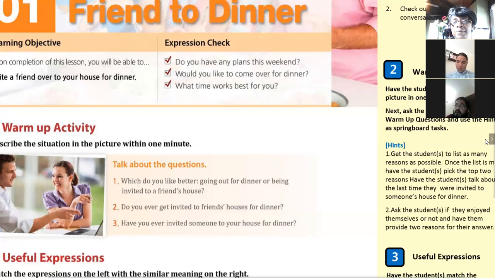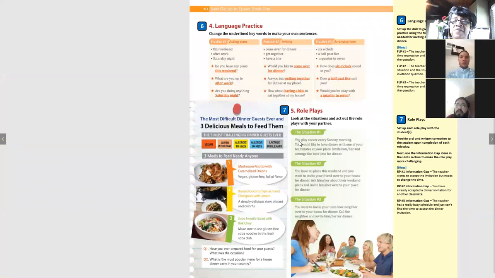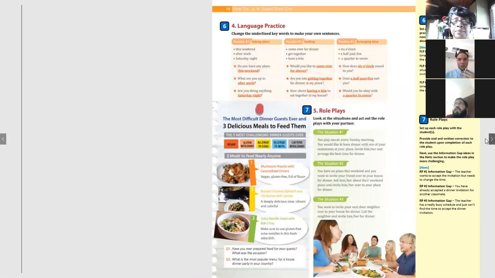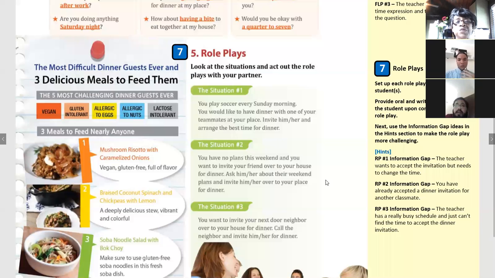Now we're going to look at the scenario. What is the meaning of a scenario, Always? What does the phrase scenario mean? Scenario means the situation. So here's the situation. Haas, can you read situation number 1? You play soccer every Sunday morning. You would like to have dinner with one of your teammates at your place. Invite him or her and arrange the best time for dinner. Okay, so in situation number 1, Haas, when we say you, I'm actually talking about yourself. So you are a soccer player and you play soccer every Sunday. Now you're going to invite Always for dinner. Role play that for me.